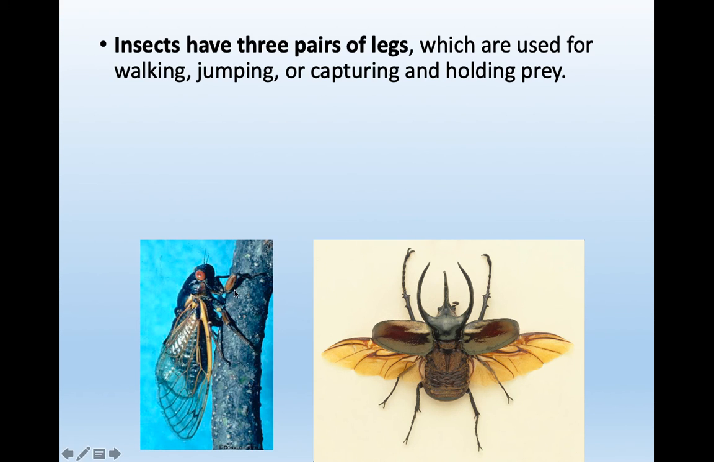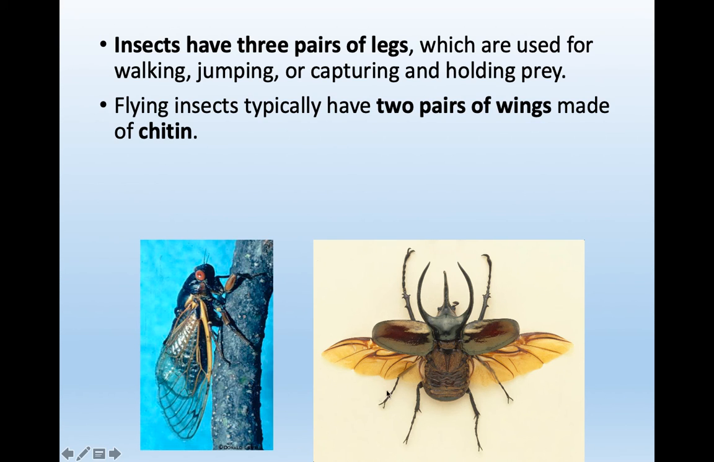Okay, insects have, I mentioned this already, three pairs of walking legs. These are used for walking, jumping, or capturing and holding their prey, and they're all attached to the thorax. They typically have two pairs of wings, which you saw in the grasshoppers. They're made out of chitin. Remember, chitin is that very tough carbohydrate that's really sturdy and used almost structurally.